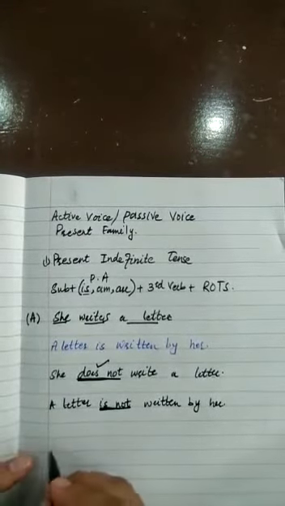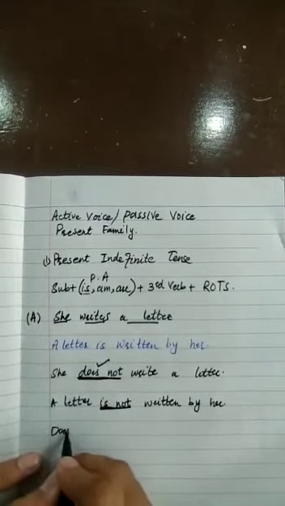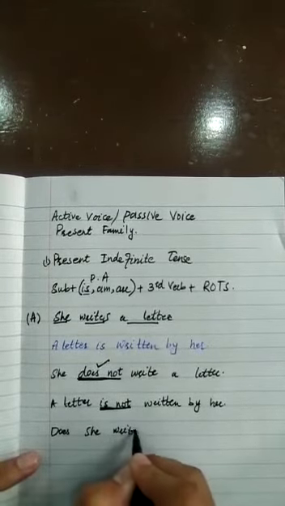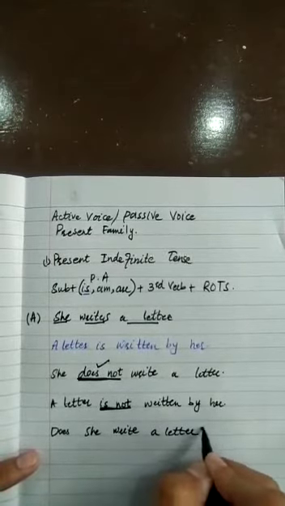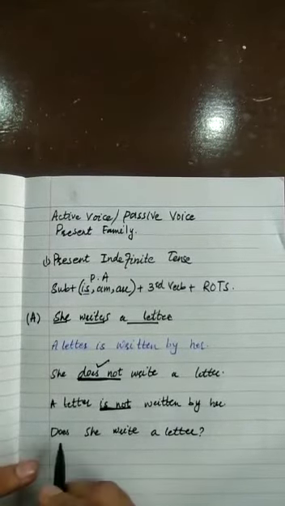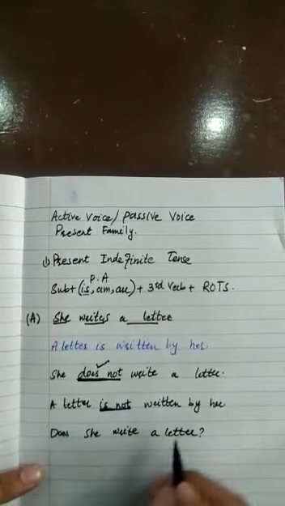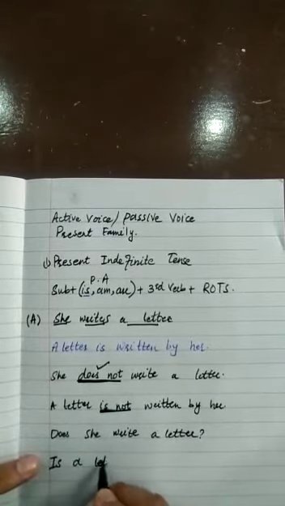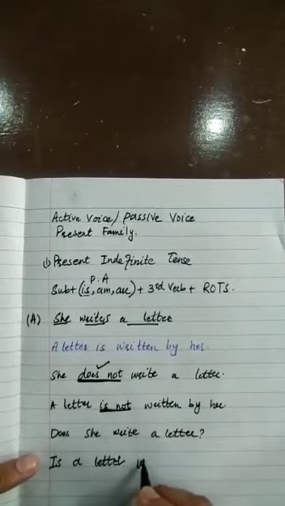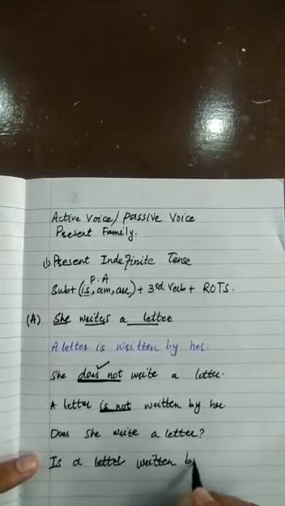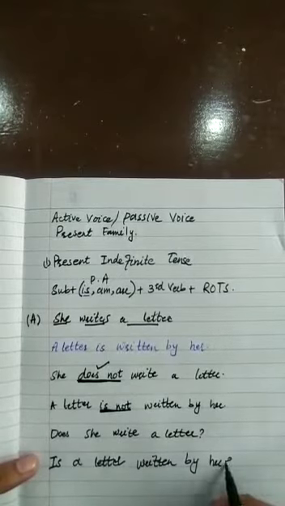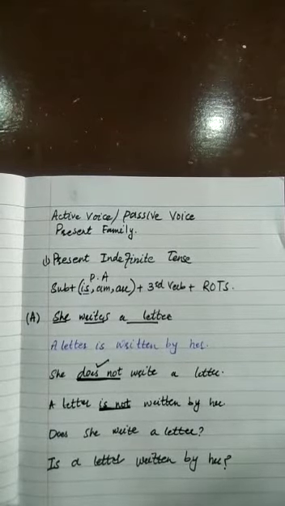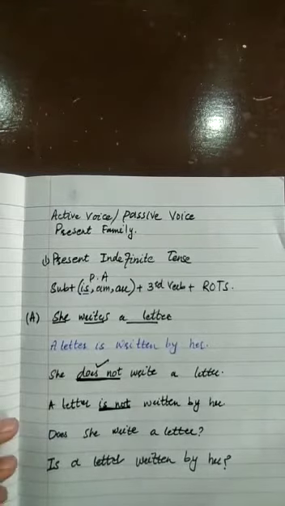Okay, number third. If we change it into interrogative, so does she write a letter? Does she write a letter? So same is the case here. Look, here we used auxiliary. Here we'll also use auxiliary because a letter is singular. So with singular we have to use is. Is a letter written by her? Is a letter written by her? Same. Everything is same. Just we have to use active auxiliary and passive auxiliary in appropriate way. Okay. I hope you got the point.